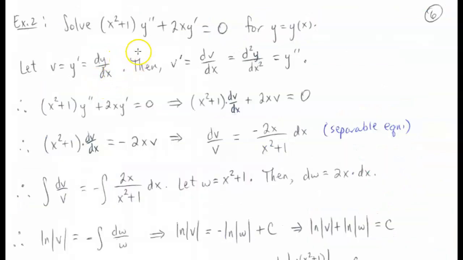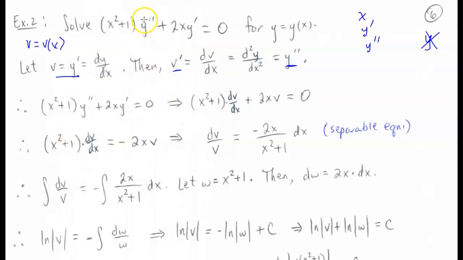So for our second example, we see that we have a similar situation here where we only see x, y prime, and y double prime in any of our terms. The thing that we don't see is any terms with y explicitly in there. Because of that, we are assuming that v is going to be a function of x. And we basically say, let v equal y prime so that v prime can equal y double prime, okay?